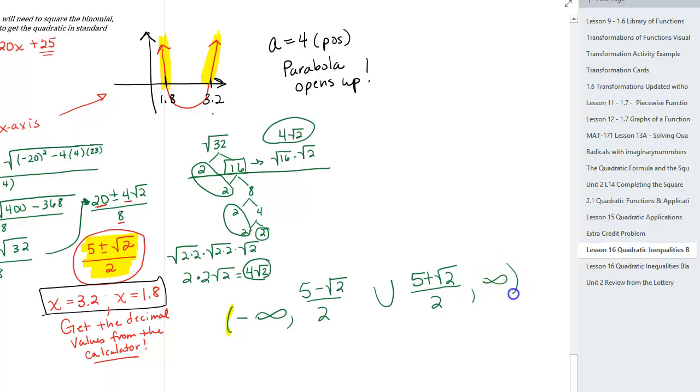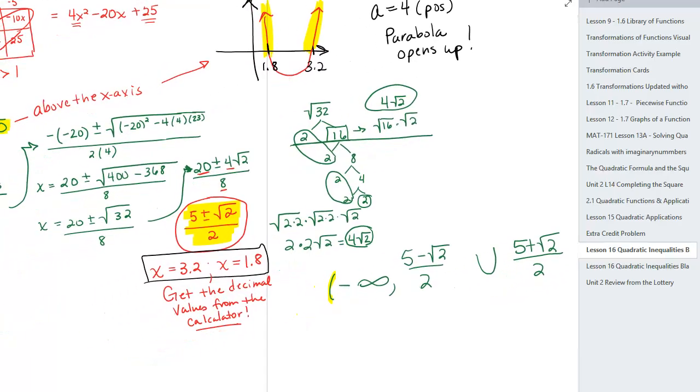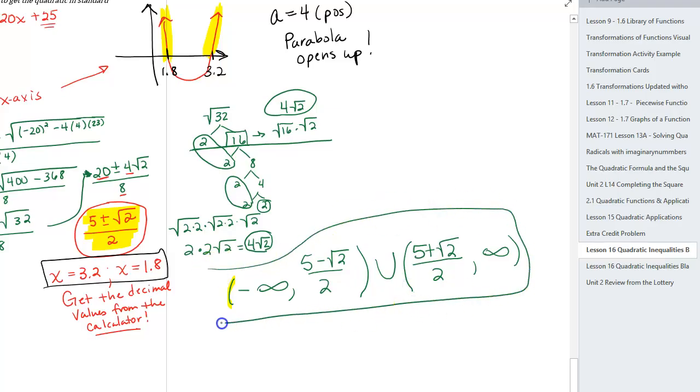Now, the last thing to decide is, do I need parentheses or brackets here? So I go back to my inequality one more time. There is no equals to, and these values are where it was equal. So since we don't care where it was equal, we only want to know where it was greater than, we don't include those, and we notate that by putting in parentheses instead of brackets. So this is the solution to the inequality.